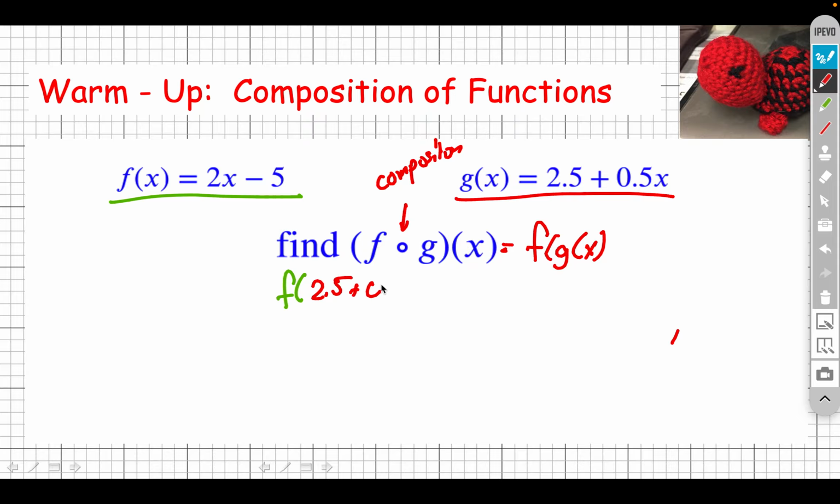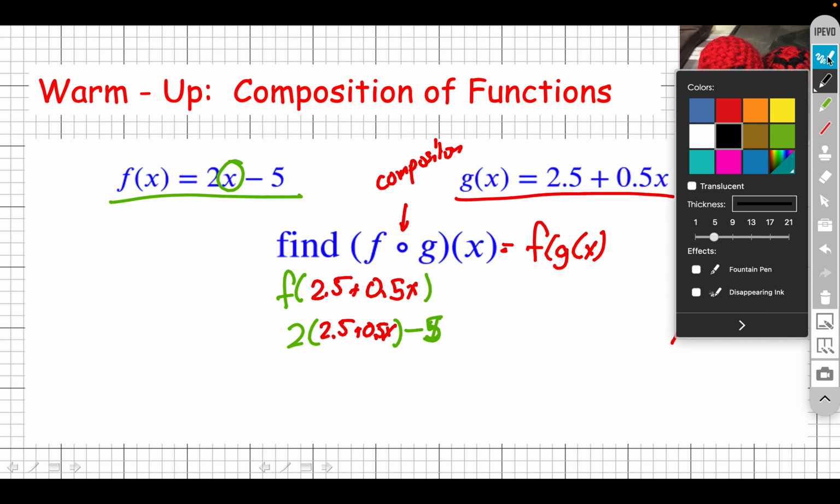2.5 plus 0.5x. So that's kind of what that composition is. What this means is I put this 2.5 plus 0.5x in place of the x in my function f of x. So I say I got 2 times this minus 5. Well, what my input is, is 2.5 plus 0.5x.